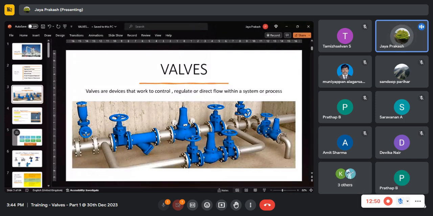So this is the basic. What is a valve? Valves are devices that work to control, regulate, or direct flow within a system or process. Control means on and off. Regulate means it will regulate the flow, and sometimes it will direct the flow from one direction to another direction. That is also a function of a valve. This angle valve functions like that. So this is the basic definition of a valve.